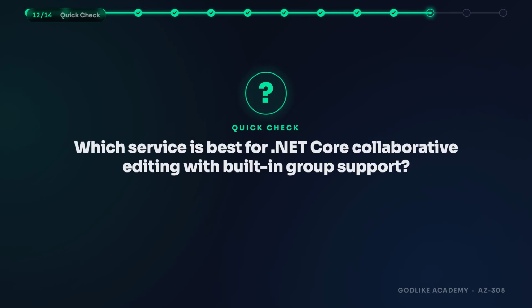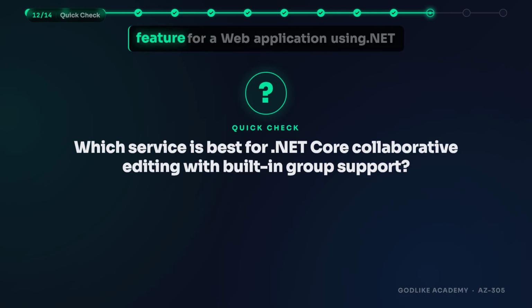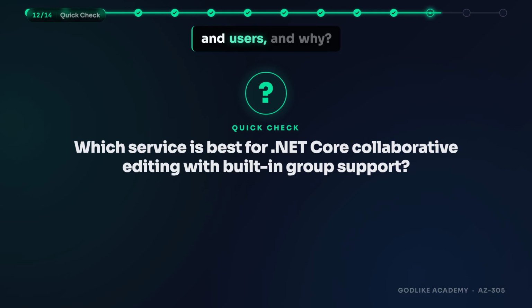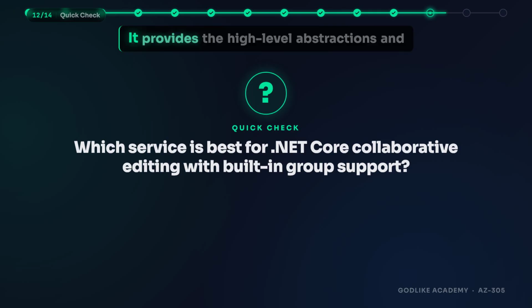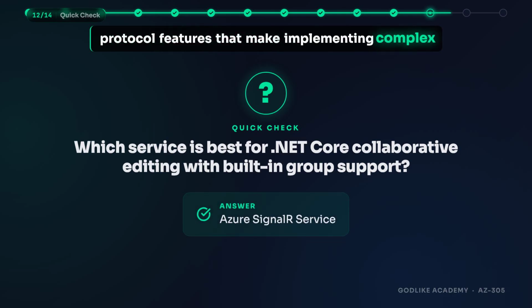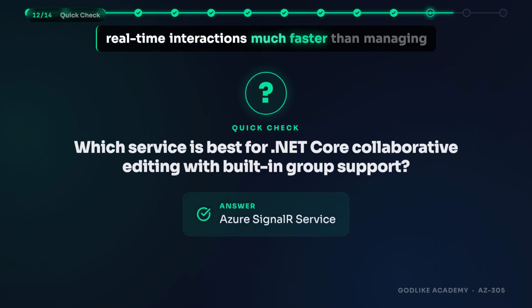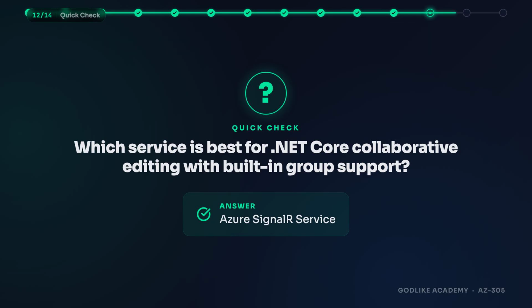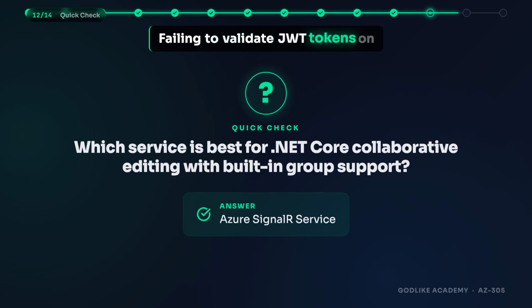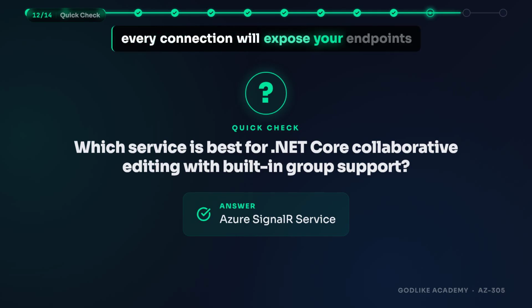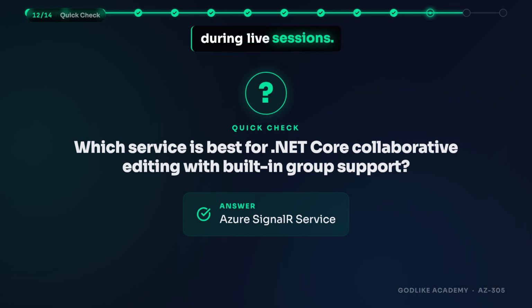Let's check your understanding. You are building a collaborative editing feature for a web application using .NET Core. Which service should you choose to leverage built-in support for groups and users, and why? The answer is Azure SignalR Service. It provides the high-level abstractions and protocol features that make implementing complex real-time interactions much faster than managing raw WebSockets. Failing to validate JWT tokens on every connection will expose your endpoints to unauthorized access and data leakage during live sessions.